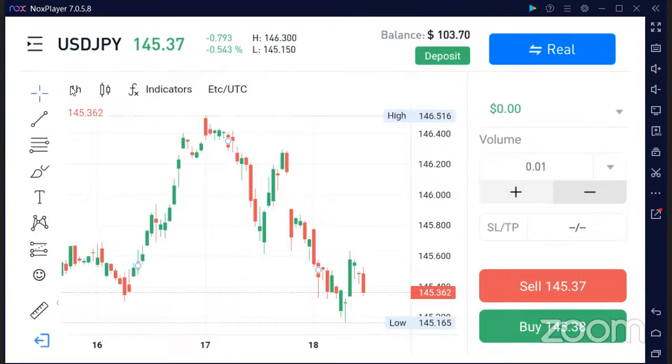Let's go to the 4-hour time frame. We want to see what is happening in the 4-hour time frame before we place the trade. I told you I trade from the 4-hour down to the 15-minute time frame.